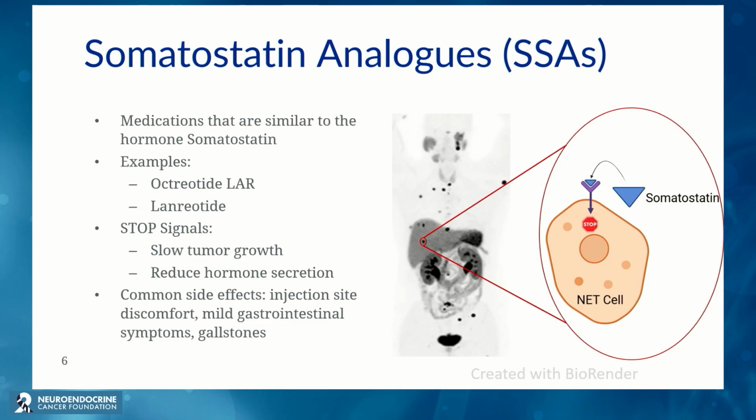This somatostatin receptor binds to the hormone that naturally exists in our body called somatostatin, and that receptor binding sends a signal through the neuroendocrine tumor cell, which is really a stop signal. This indicates to the tumor to slow down its growth, slow down its reproduction, and also to reduce hormone production and secretion. So, our somatostatin analogs are medications that look very similar to the hormone somatostatin.